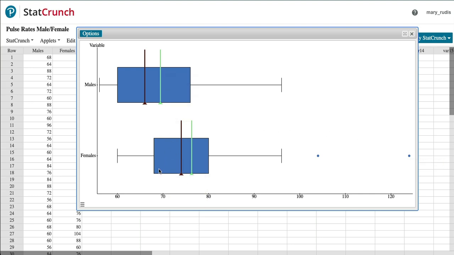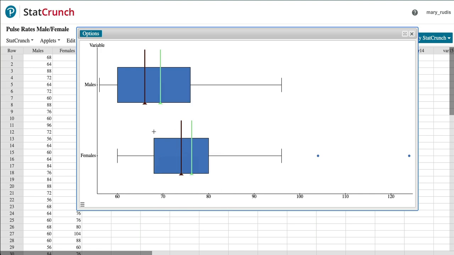But we do have a little bit of a discrepancy here. Hover your mouse over the box plot and you can see where the boundaries are. You can see where your median and your mean are. And definitely for the males, the median is here, the mean is here. So they both are less than the mean and the median for the females.